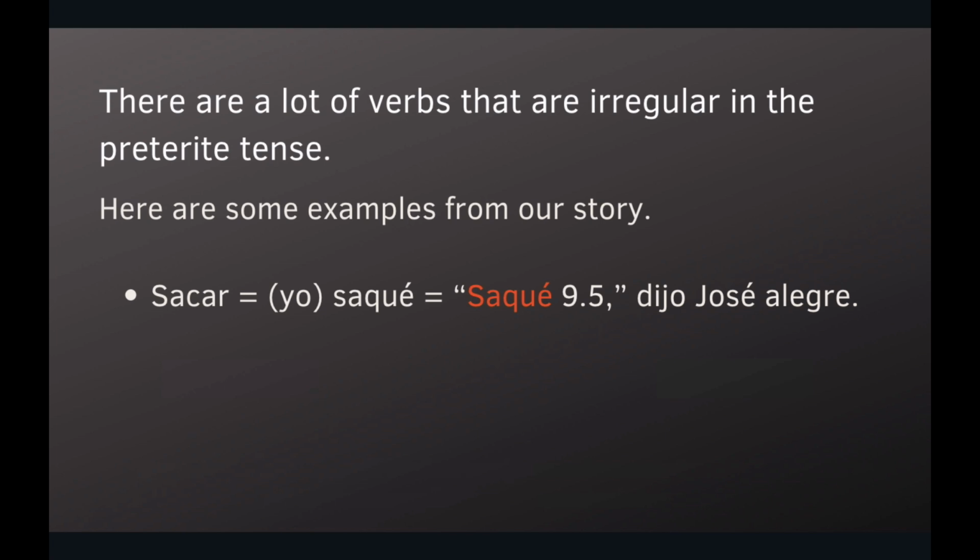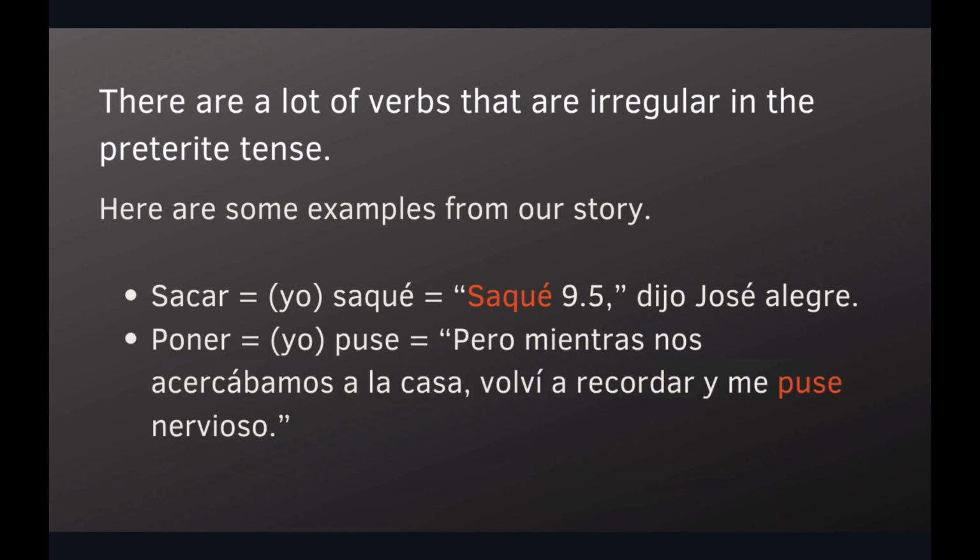Here's just one of the examples from the story. The verb sacar is an irregular verb in the preterite tense. So if we're going to say yo saqué, so I got, I got 9.5, said Jose happily. So you can see that we have a Q in here, we have a U. This verb didn't conjugate in the way that we would expect if we were going by that chart that we just saw.